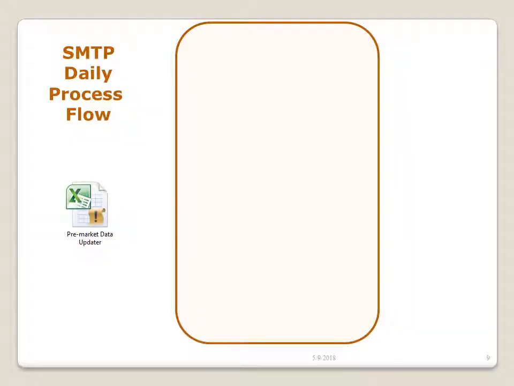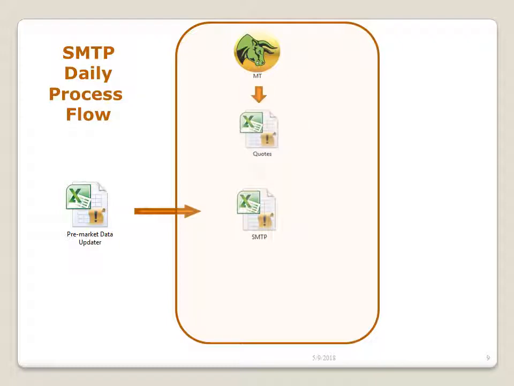SMTP process flow. Before the market opens, the pre-market data updater spreadsheet collects fundamental and technical data from various sources. This is then transferred to the SMTP file. Once the market opens, the Medved Trader file collects price data for all 180 stocks, as well as market and commodity data. This is fed to the quotes file which then transfers it to SMTP. Algorithm recalculations are made with this new data. Buys and sells are identified and recorded within SMTP.